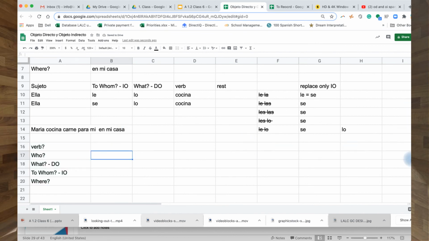So which is the verb? This is cocina. Okay, very good. Cocina. Do this in your head. Who cooks? Still María. So still ella when you make it shorter. What does she cook in this case? Carne. Okay, so carne is feminine. Es la carne. To whom? Para mí. Where? En mi casa, in my house. But we cannot make this shorter, so nothing. So let's see now the table of conversion. You always have to look at the table of conversion.